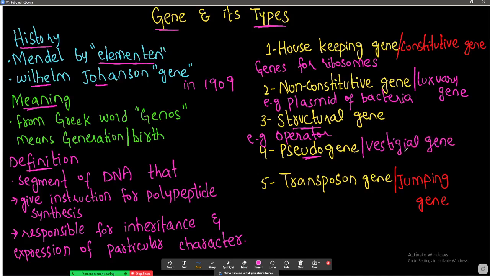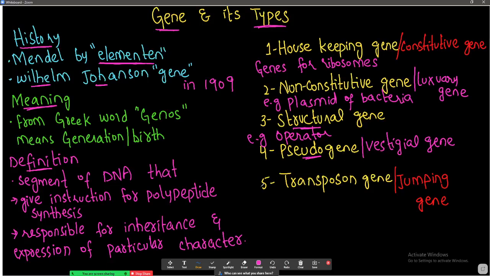And we know what the term vestigial means. The term vestigial is used for something which is non-functional. So we call pseudogenes vestigial genes because they lost their function in the course of evolution. In the course of evolution, they lost their function and became non-functional due to accumulation of mutations. So that's why we call them vestigial genes.